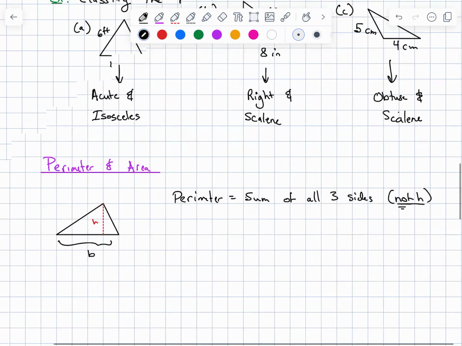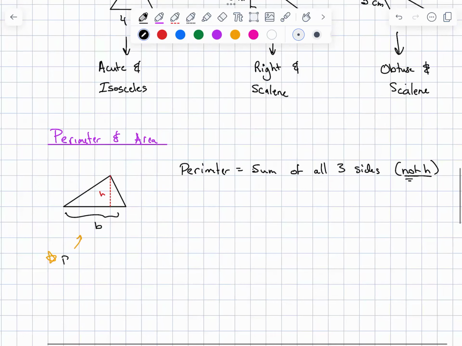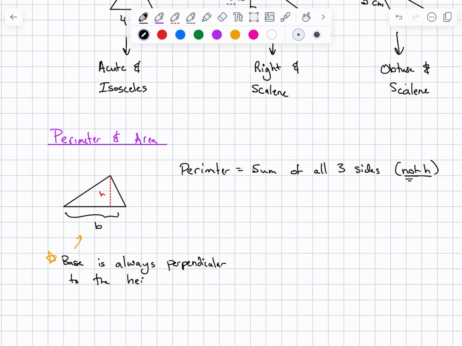And one thing to note about this, by the way, is that the base is always perpendicular to the height. So I should probably draw a little right angle there. That is always the height. The height of the triangle is always perpendicular to the base when you're using these formulas. So we're going to be using a formula in just a moment to figure out the area.